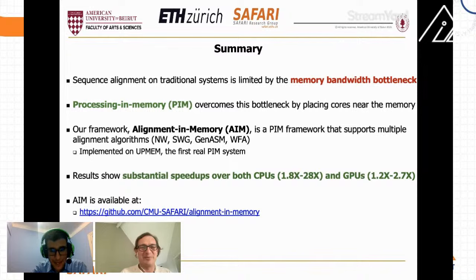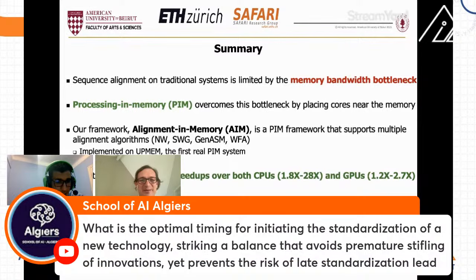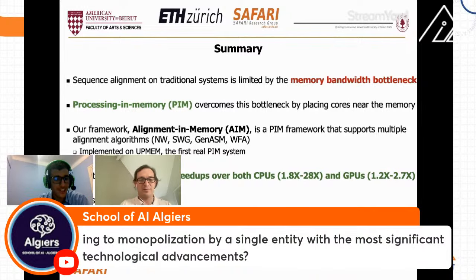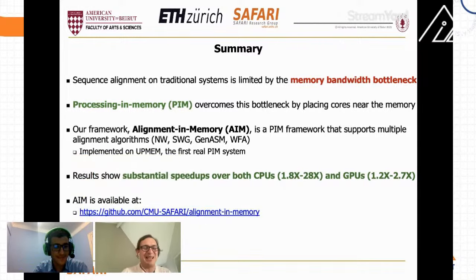Another question, it's a general one, I think. It's from me. What's the optimal timing for initiating the standardization of a new technology, striking a balance that avoids premature stifling of innovations, yet prevents the risk of late standardization leading to the monopolization by a single entity with the most significant technological advancements? Yeah, I mean, that's an outstanding question, I think. I don't have a good answer, frankly, for that question.